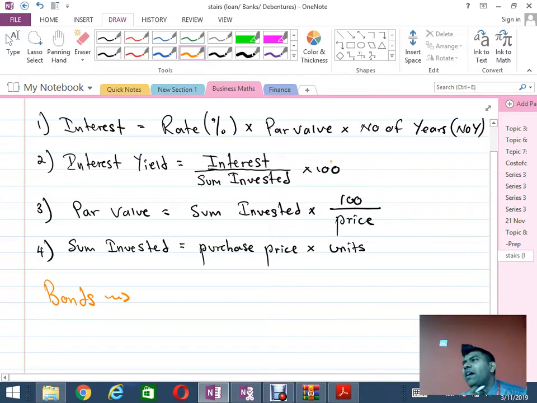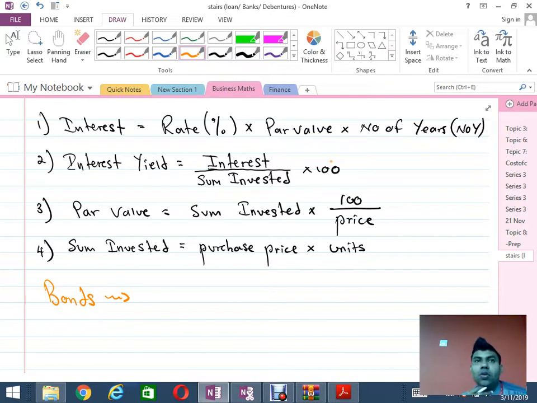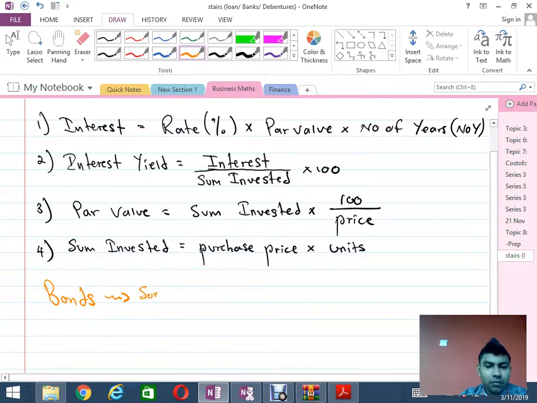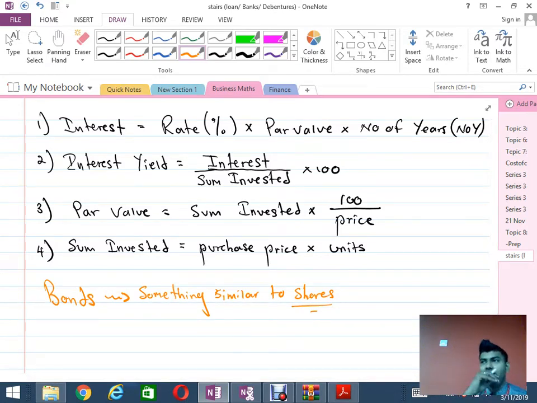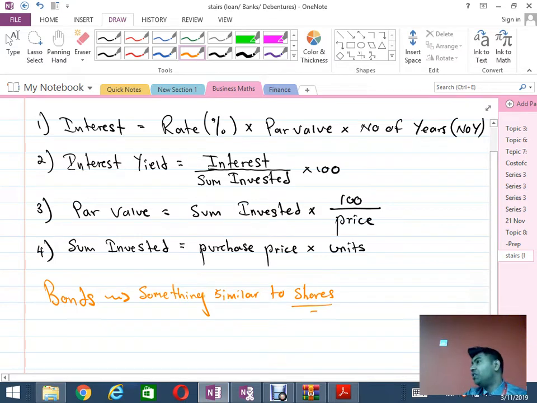Okay. I think everyone knows what a loan is. So what is this bonds about? Do you learn this in accounts? No. Haven't yet. Okay. Now, bonds is something similar to a share. Something similar only, not exactly the same. Listen very carefully to what bonds are, so when you go for accounts or some other subjects, you know what bonds are about.